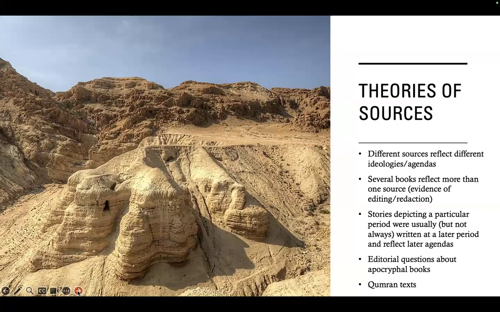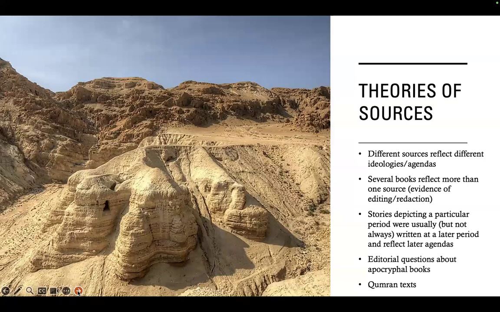There are also theories involving who wrote these books, and these are source theories. Serious discussions of source theories start around the 19th century, and the basic premise is that different people who wrote these stories had different agendas and different ideologies that they tried to serve with the text. Now, it's not necessarily the case that each book was authored by one person. Indeed, there are several books in the Bible that seem to reflect more than one source.